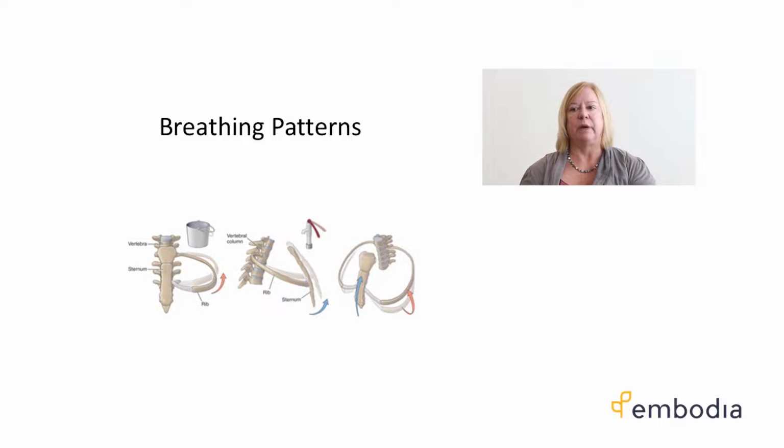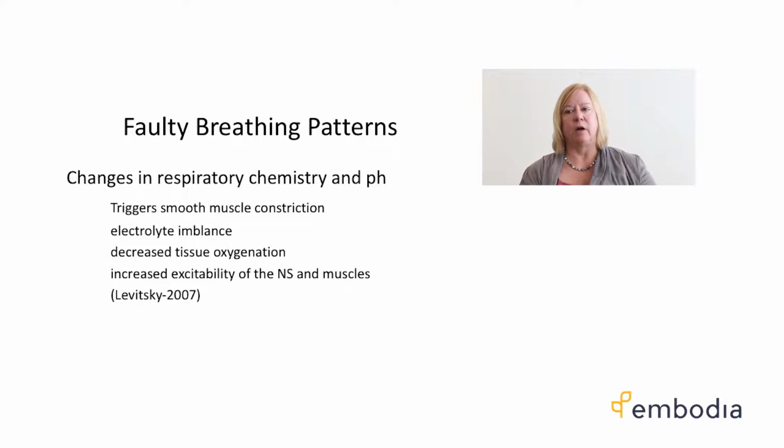This is just a picture to remind you that we have pump handle breathing and bucket handle breathing. The pump handle breathing is the ribs coming up and down in the front, the high ribs, and the bucket handle is the ribs going out to the side and up and down as you see them move that way. Faulty breathing patterns have some consequences. We can get changes in the respiratory chemistry and in the pH levels in the body. So if we're breathing high and hard like we are exerting or running from the saber-toothed tiger, we're definitely in much more of an acidic state.